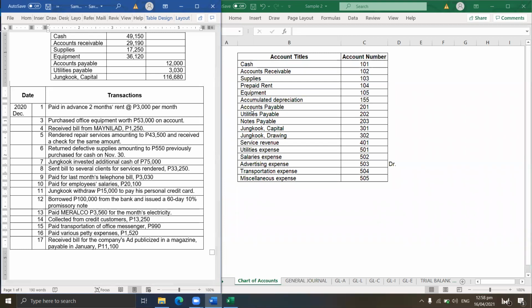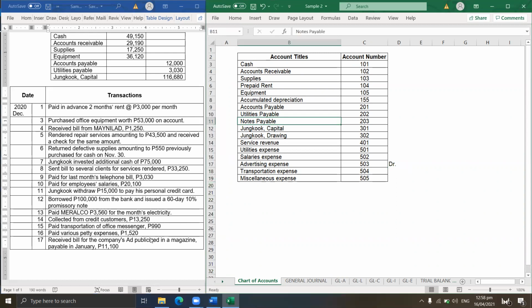So tignan natin ano yung fit na account title to be used there. Pwede ba siyang notes payable? Hindi naman nagsabi na nag-issue ng notes, so hindi pwede. Utilities ba ang advertising? Hindi. So what we can use here is the accounts payable, which is referring to the liability that we can use for the received bill. Kasi wala pong specific na advertising payable. So we'll just use the accounts payable. So increase in accounts payable will be represented by a credit. So ang entry natin is debit advertising expense and credit accounts payable.